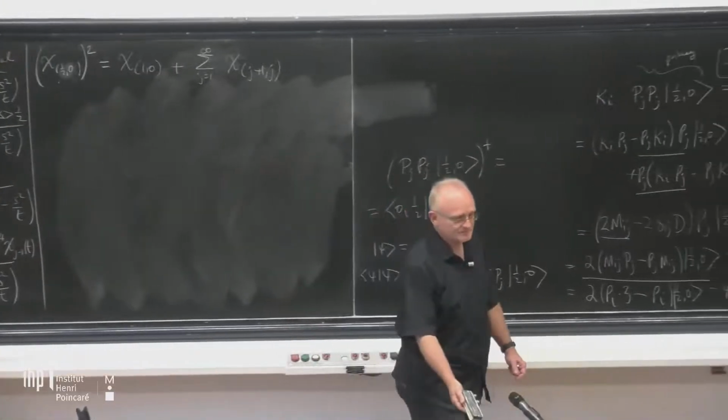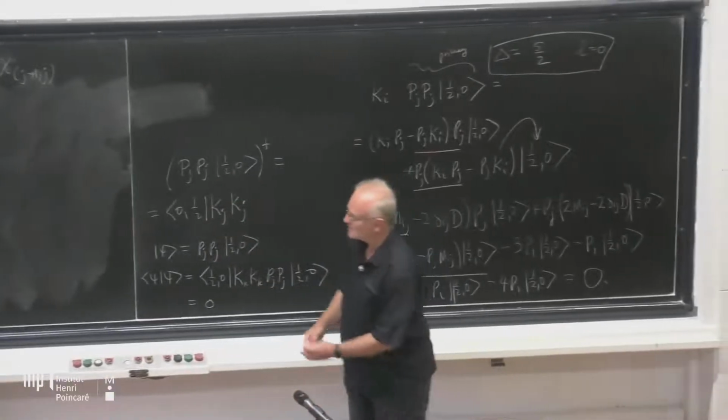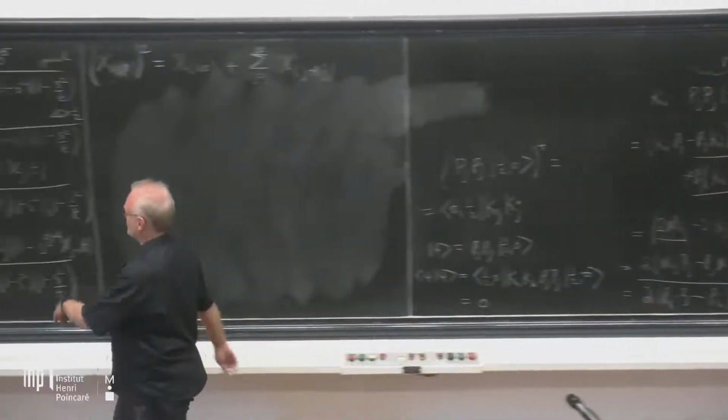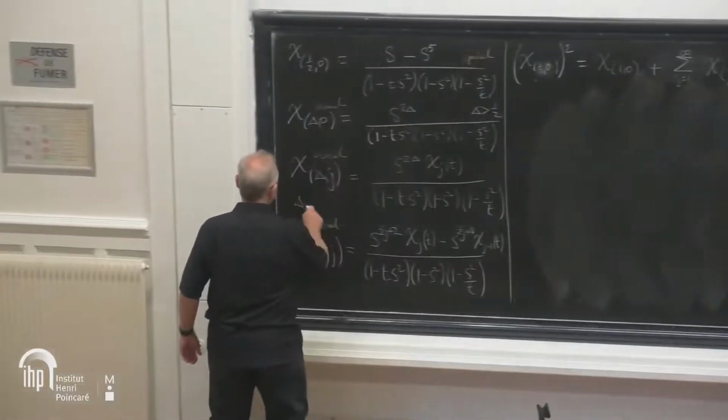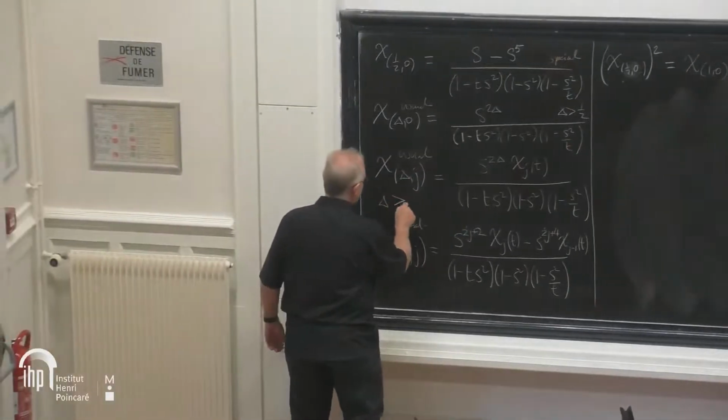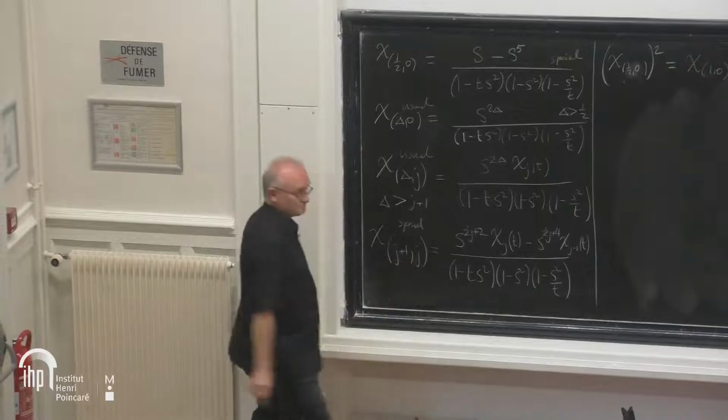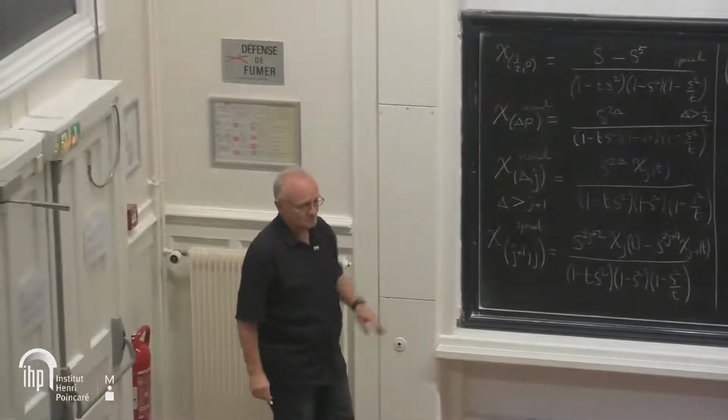Now, the usual one, the third character, is for any delta which is not j plus 1. Delta must again be greater than j plus 1. So there's always a lower bound.